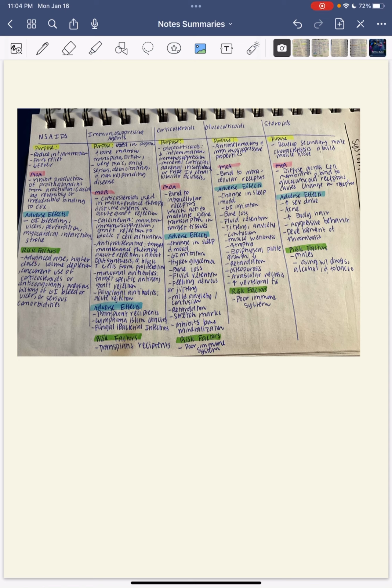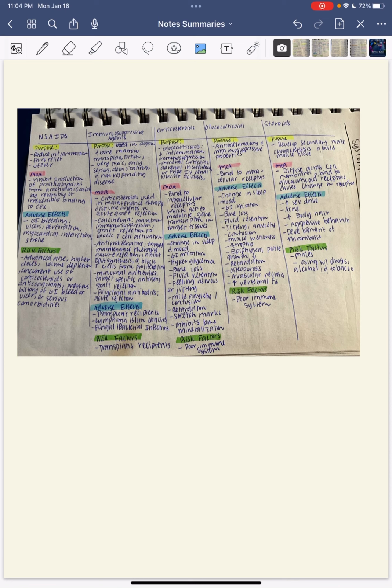For corticosteroids, their purpose is to decrease inflammation and for immunosuppression, mineralocorticoids, adrenal insufficiencies, or type 4 renal tubular acidosis. Their mechanism of action is to bind to intracellular receptors, which act to modulate gene transcription in target tissues. Adverse effects include change in sleep and mood, GI irritation, hyperglycemia, bone loss, fluid retention, feeling nervous or jittery, mild anxiety, confusion, growth retardation, stretch marks, and inhibited bone mineralization. Risk factors include a poor immune system.